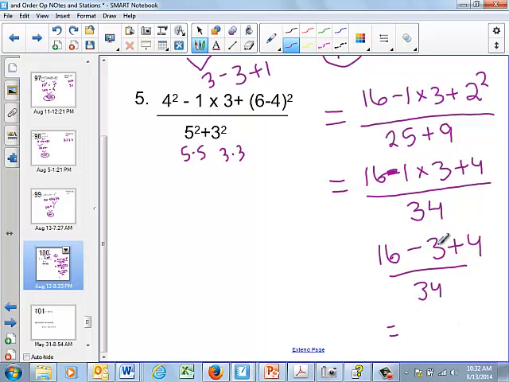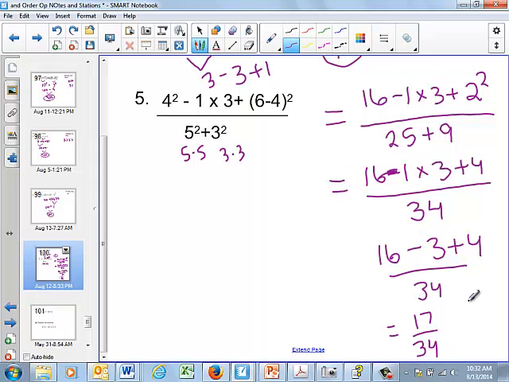Don't forget you do your subtraction step first because you're going left to right. 16 minus 3 is 13. 13 plus 4 is 17. So I have 17 on the top and 34 on the bottom. So my answer for this one is a fraction. None of them in your homework assignment will be fractions, but this one happens to be a fraction.